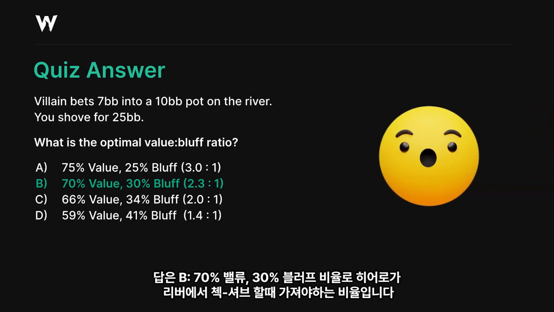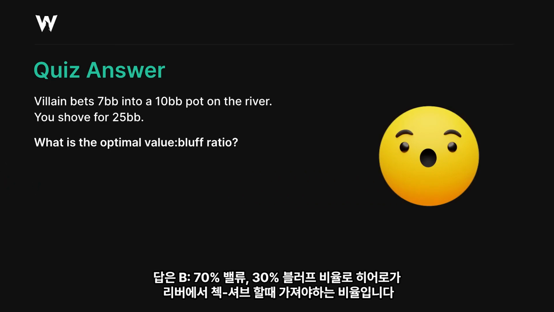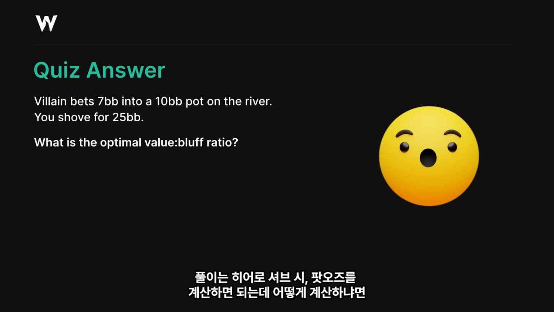The answer is B, 70% value, 30% bluffs. That's how often we should be value betting when we check, raise, shove the river. So the way you work this out is you calculate the pot odds of your shove. How do you calculate pot odds?